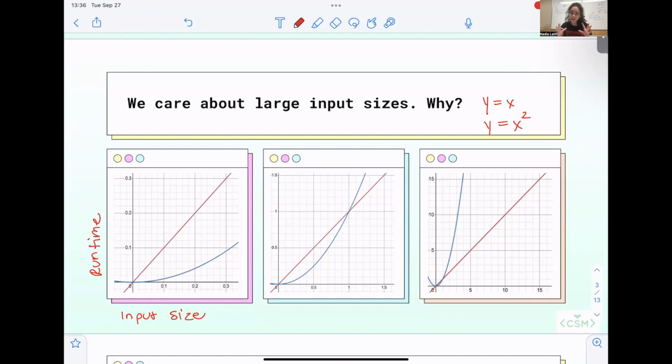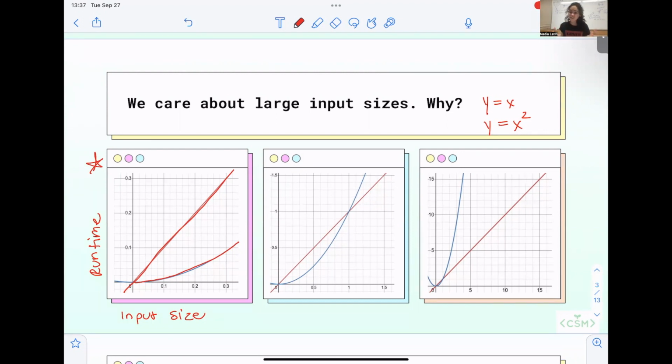When I zoom in to these functions when x values are small, I'm not seeing the full picture, right? And that's demonstrated right over here on the graph on the very left. It seems like y equals x actually has a worse runtime, right? It seems slower. And it seems like y equals x squared is actually faster, right? It has smaller y values. It has a smaller runtime.